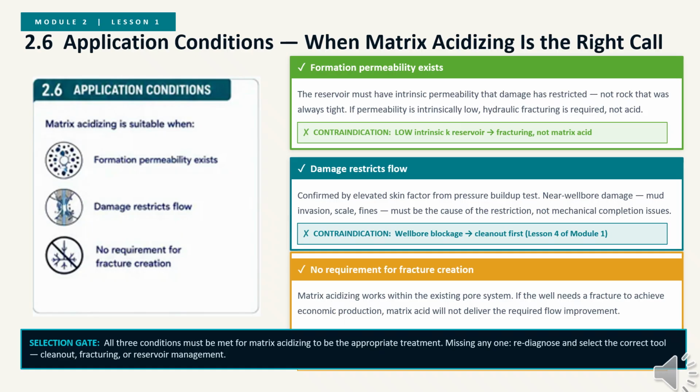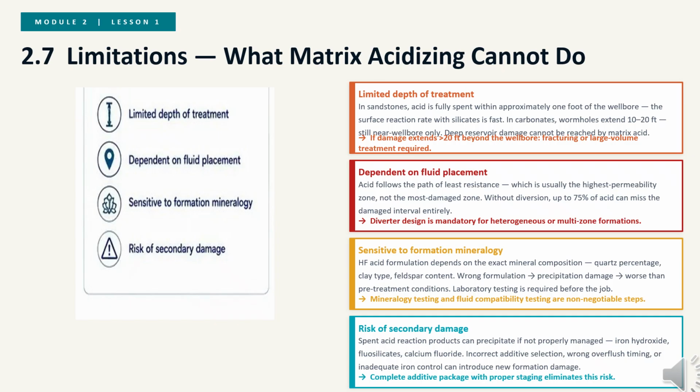Now look at the mistakes. Low permeability: fracture, not acid. Wellbore blockage: cleanout, not acid. This is where engineers lose money. They apply the wrong tool to the right problem. And nothing changes. This is where most designs fail.